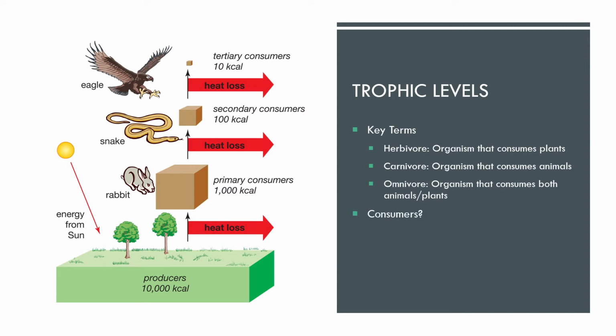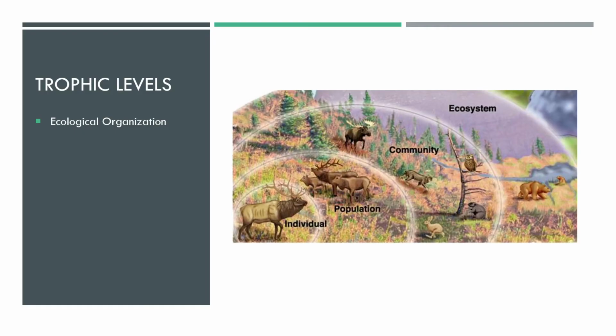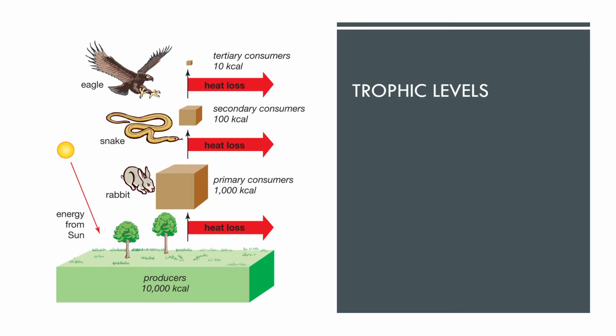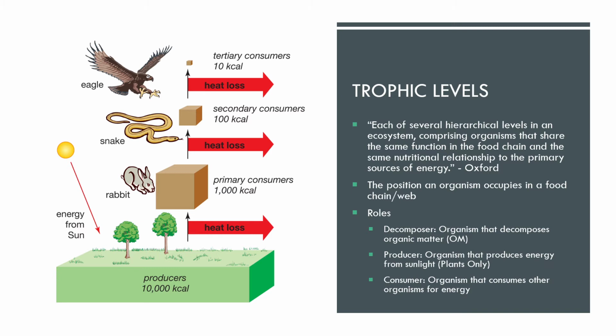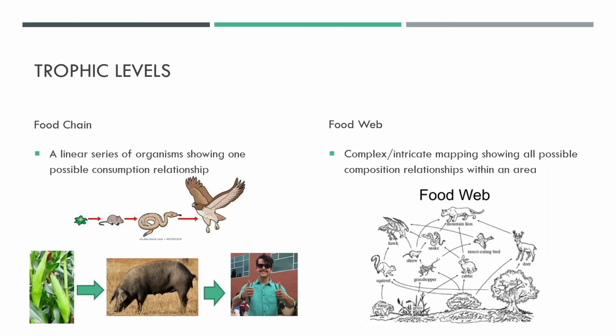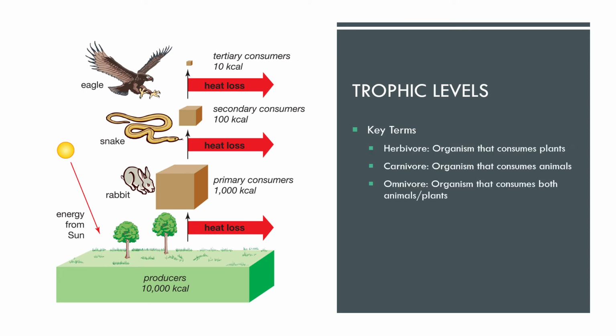But what about consumers? We labeled earlier. Let's go back. Oh, I went back too far. Here, roles: decomposer, producer, consumer. But if you look at our photo here, we have primary consumer, secondary consumer, tertiary consumer. Those are all consumers. To label each of the consumers, they number it based off of how high up it is on its level. From the food chain or the food web, how high up is it?